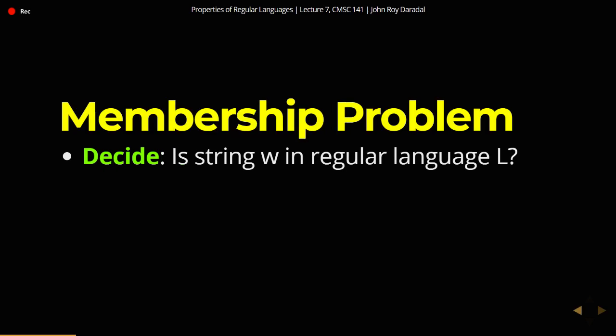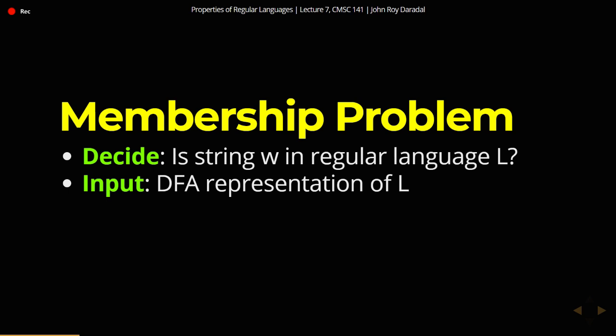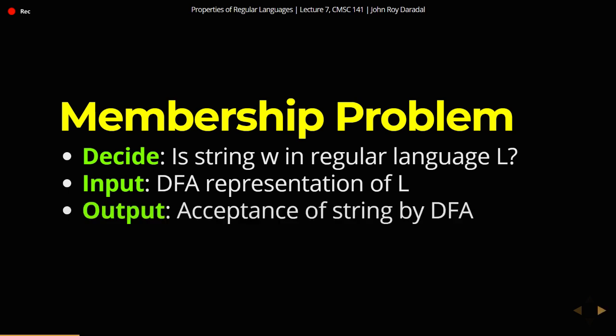So those are the decision properties that we'll look at for our regular languages. Okay, so let's start with membership, the membership problem. So we've actually seen this in our discussion of our finite automata, but let's just go through it formally. Okay, so in the membership problem, we decide whether the string W is part of the regular language L. Okay, so is string W a member of L? And for our input, we will take the DFA representation of the language. And for the output, whether it accepts the string or not.